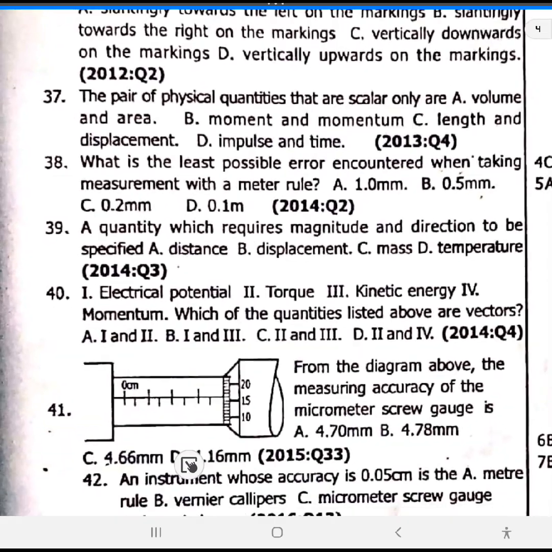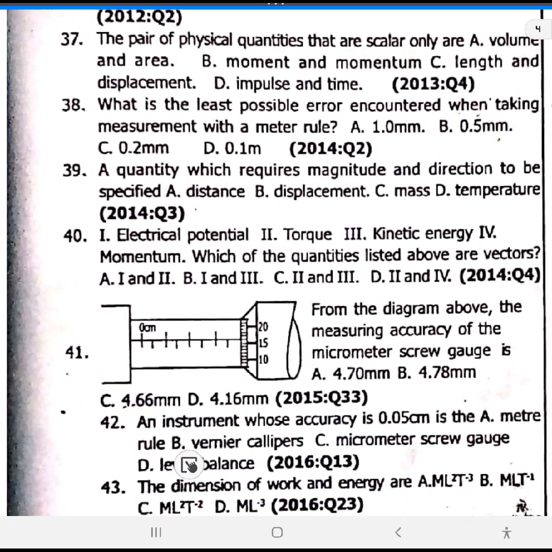40, electrical potential. Torque is a vector. Potential are scalars. Energy are scalars. Momentum. So which of the following quantities are vectors? Torque and momentum. I and IV. Option D. 40 is clearly with torque and energies.